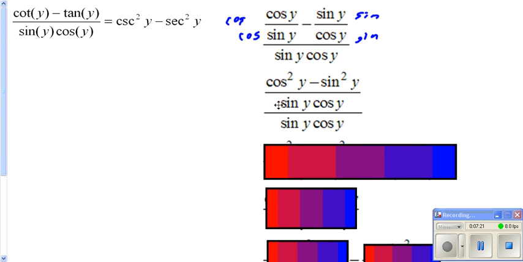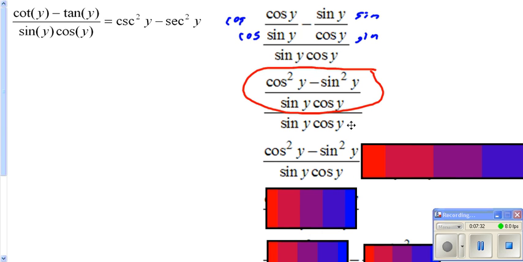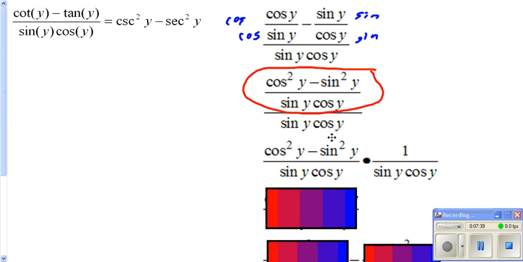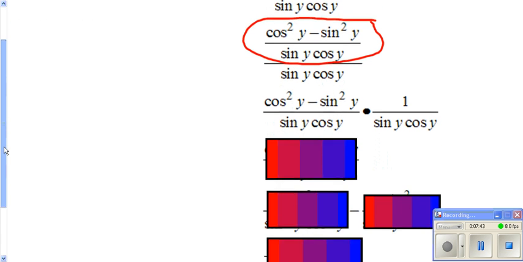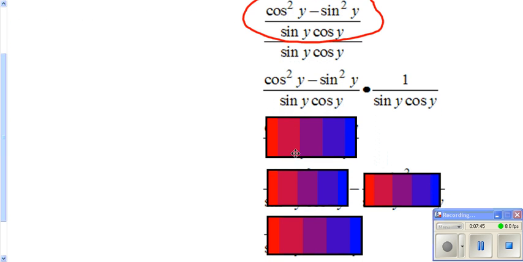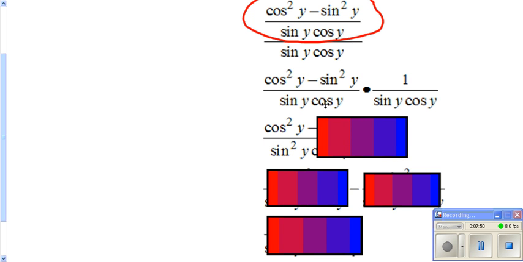We now can take the top, just the top, this part right here, and then instead of dividing by this, which is really over 1, multiply it by the reciprocal, which would be 1 over that. Multiplying fractions together, we're going to multiply the top. 1 times the top's not going to change it. Multiply the bottoms, we're going to get a sine squared, and we're going to get a cosine squared.